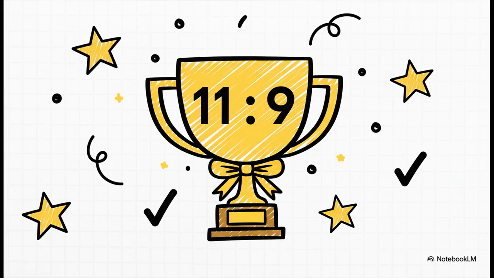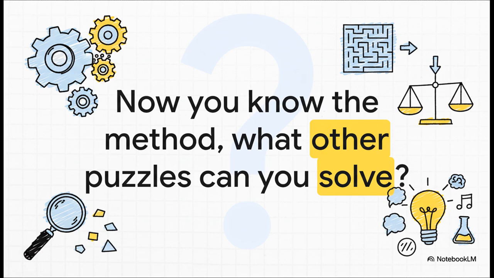Puzzle solved. But the really cool thing here isn't just the answer itself, it's the method, right? We took two different clues, put them together in a clever way, and made one of the unknowns just vanish so we could solve for the other. Now that you know the method, just think about it. What other kinds of puzzles could you solve with this exact same logic?